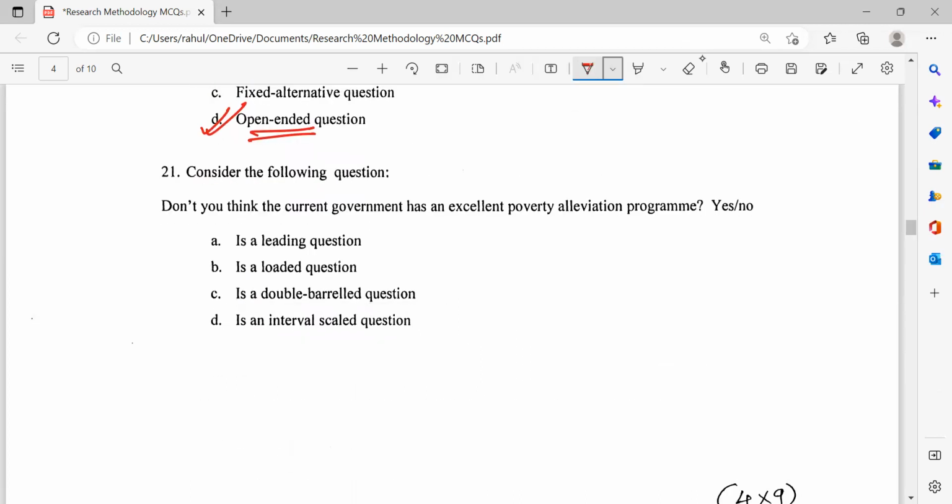Question number 21. Consider the following question. Don't you think the current government has an excellent poverty alleviation program? We need to answer it in yes or no. So it is a leading question, loaded question, double barreled question, or interval scale question. Such kind of question we need to answer in yes or no. It is a kind of leading question, not loaded, not double barrel, not interval scale. It is a leading question, right? Because we need to answer it in yes or no.